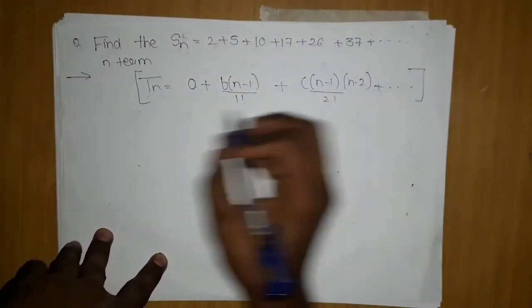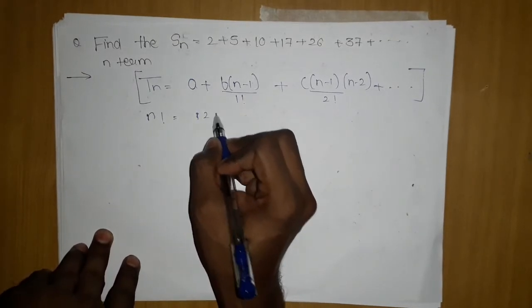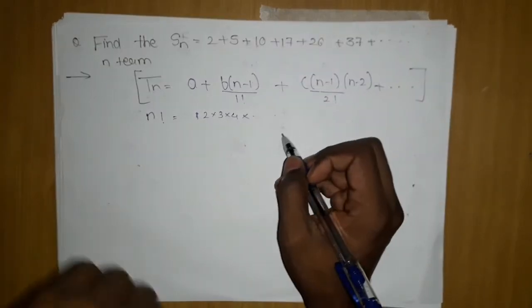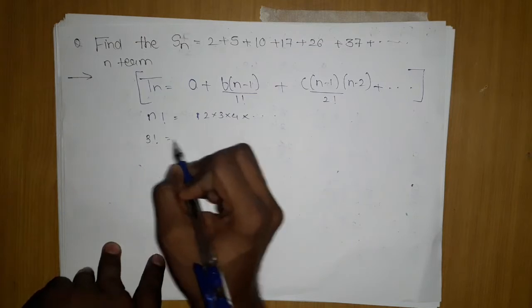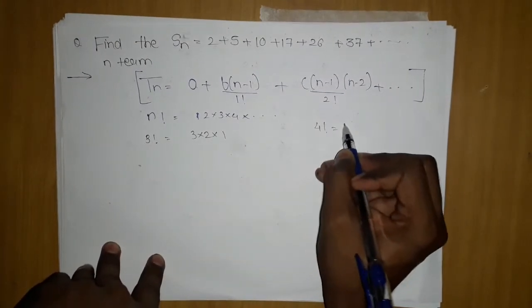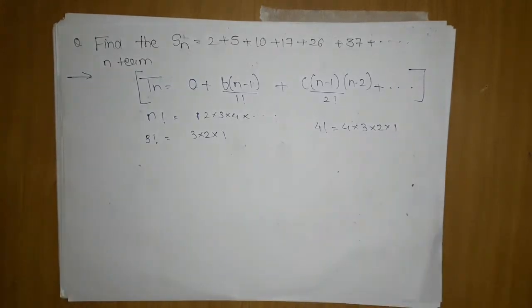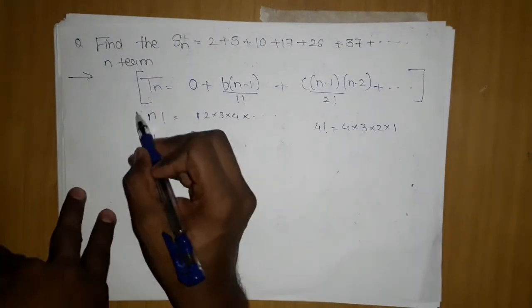Now what is 2 factorial? Just understand, n factorial is nothing but 1 into 2 into 3 into 4 and so on. If I say 3 factorial, this is nothing but 3 into 2 into 1. 4 factorial is nothing but 4 into 3 into 2 into 1. When we study binomial, we will study it in more depth, but for now just keep these basic things in your mind.